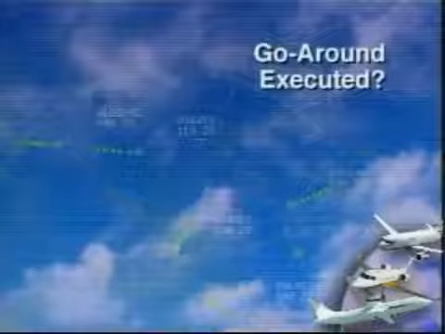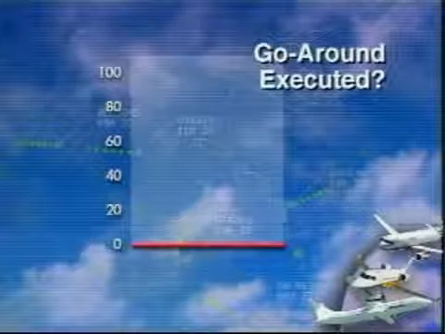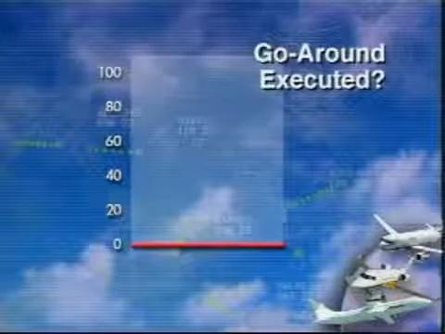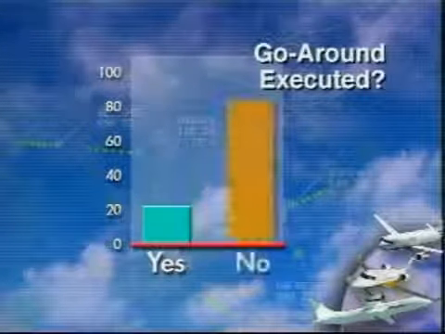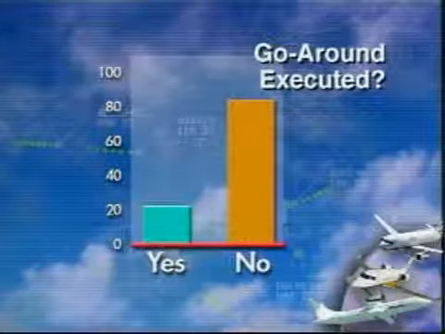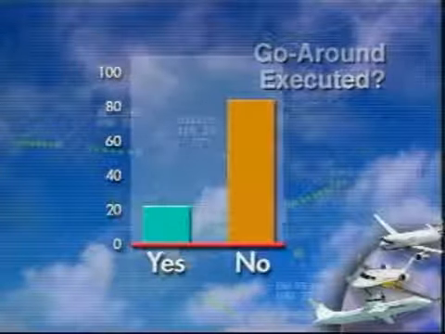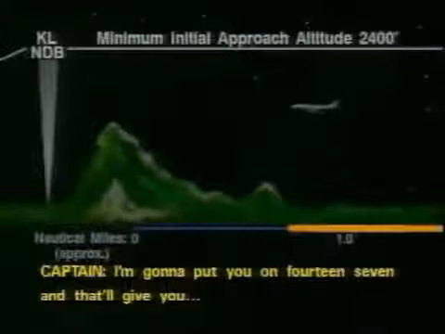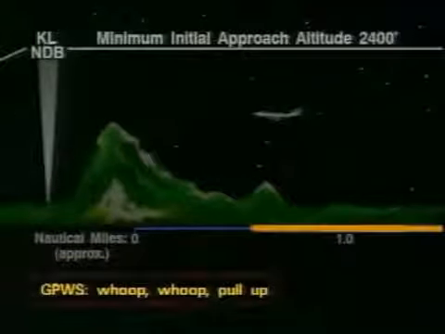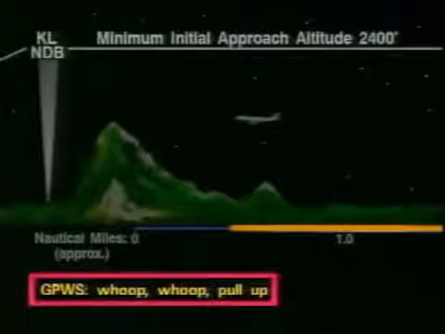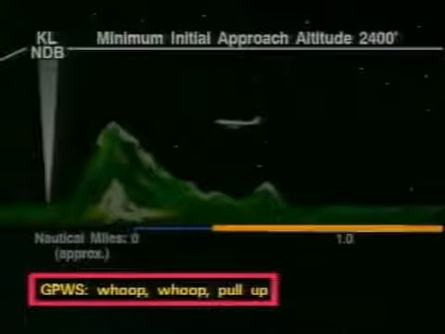Approach and landing accident research clearly shows that in cases where a go-around decision would have been more appropriate and might have prevented an accident, 87% of the flight crews chose not to go around. Furthermore, some accidents occurred because crews were not prompt and aggressive in responding to GPWS warnings and low-altitude go-around situations.